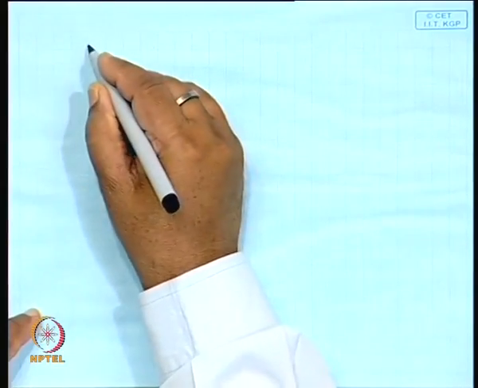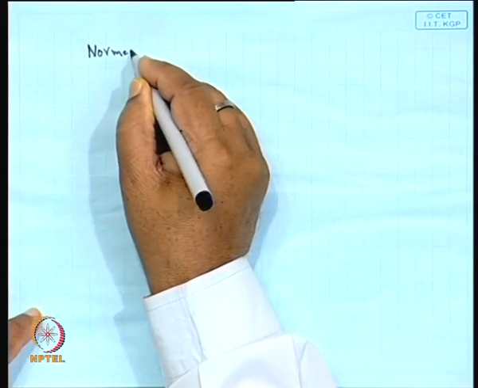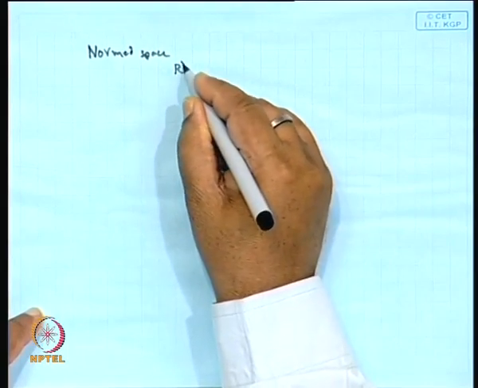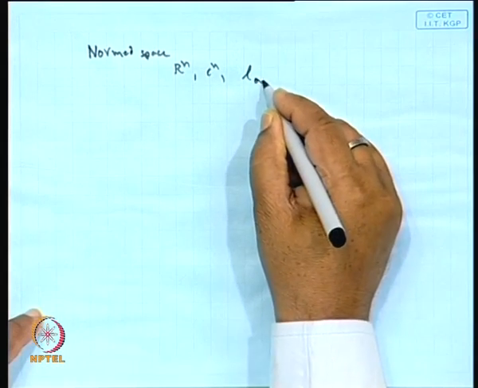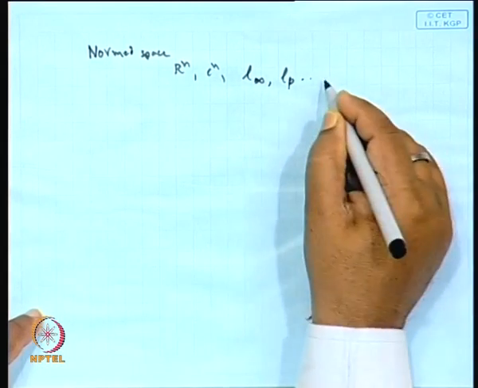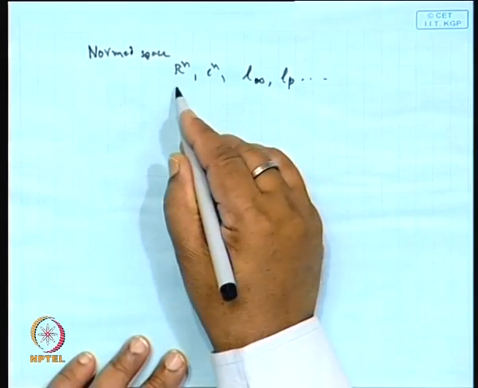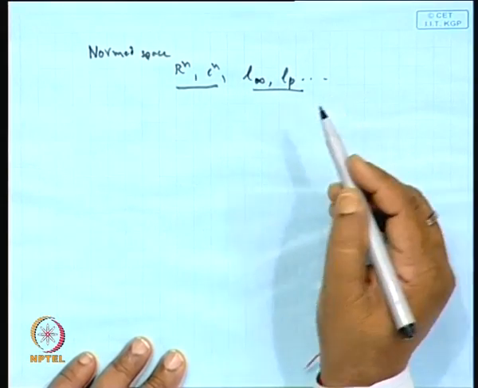Okay. So, today we will take up the finite dimensional norm space and subspaces. We have seen so many examples of the norm space like Rn, Cn, then L0, L infinity, Lp and so on and so forth. Some of them are finite dimensional like Rn and Cn, while the others are infinite dimensional.